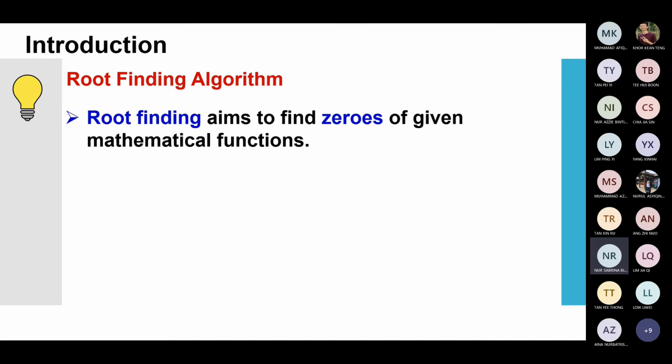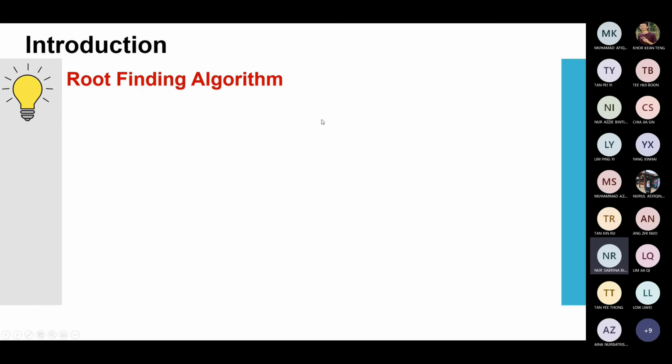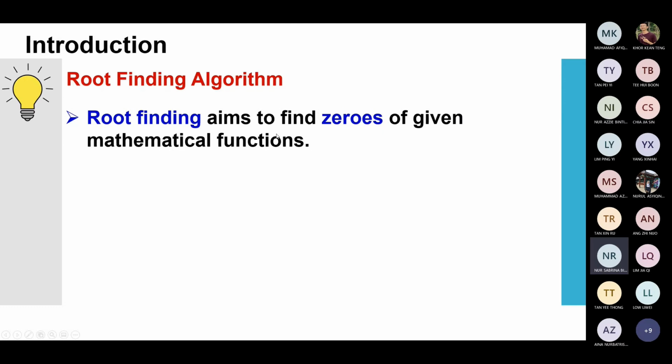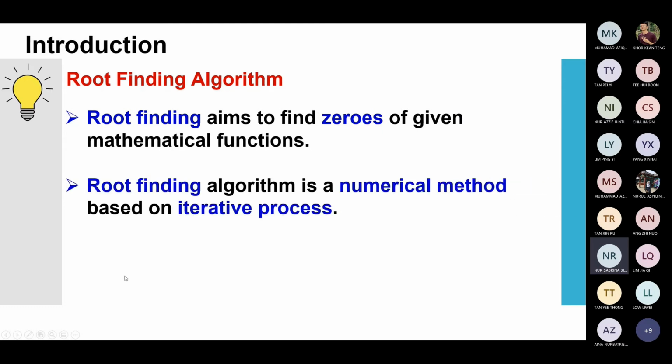Let's pop the hood now. Root finding algorithms aim to find the zeros of the given mathematical function. We approximate the value, starting from the zeros, where f(x) equals 0. That's what we call the zeros of a given mathematical function, and that is the technique we use in root finding algorithms.